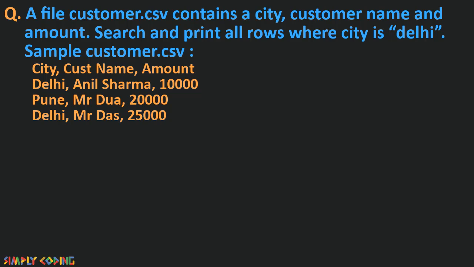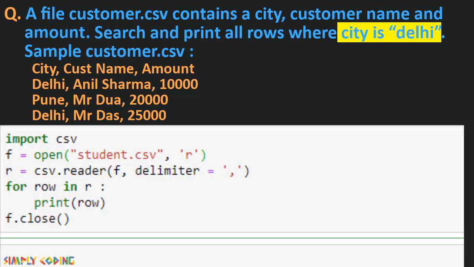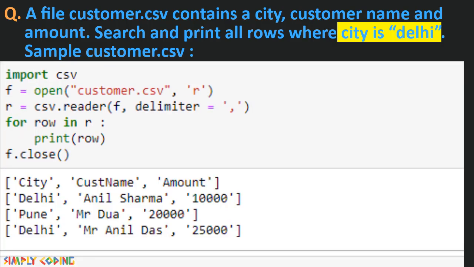Let's take another example. In this program, a file customer.csv contains city, customer name and amount. Search and print all rows where city is Delhi. Sample customer.csv is shown. If you see the question, search actually means selecting and printing specific rows as per the condition given. Here we will take our template read program which we use to print all rows. We will change the file name first. If I run this, it will print all rows.